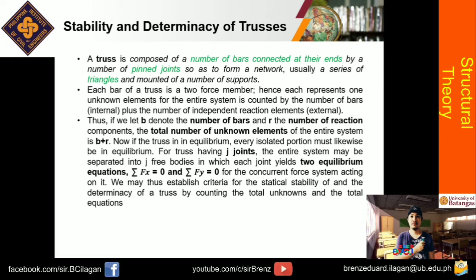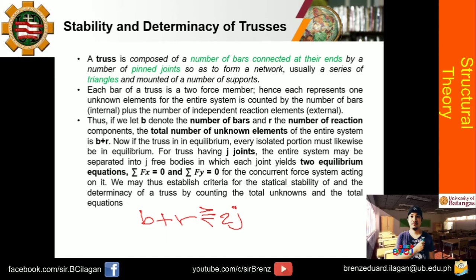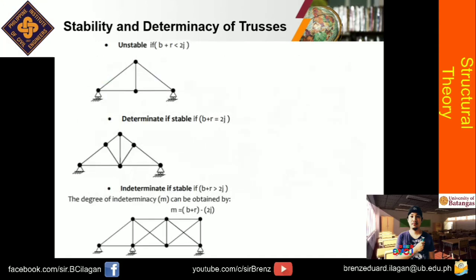Okay, so for this, sinabi naman dyan sa description kung ano yung magiging equation natin for this type of structure. So for a truss, ang sabi dyan, your equation will be equivalent to B plus R. So again, sabi dyan, yan yung number of your unknown. So that will be greater than, equal, or less than 2 multiplied by J. So, same condition lang din naman yan, katulad dun sa kanina. So, on the next slide, makikita nyo yung sinasabi ko.